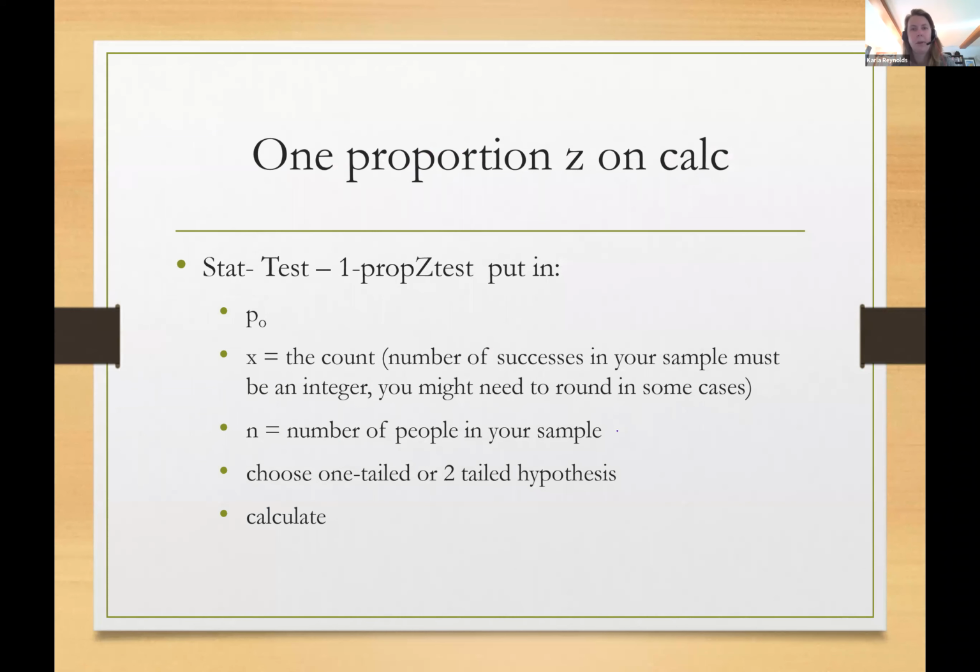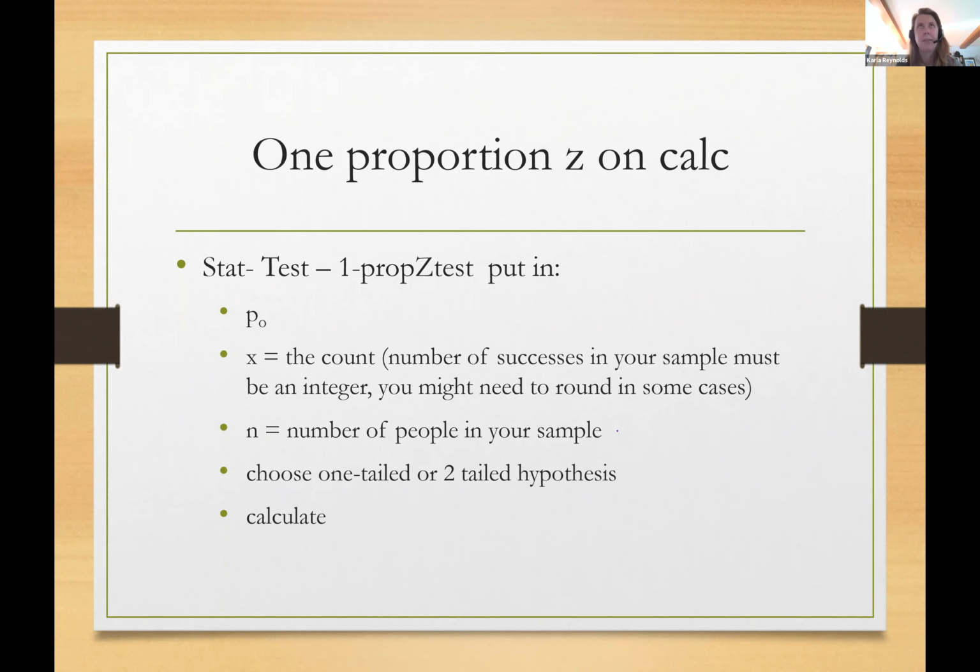All right, so in the calculator, you're going to need a few things to be able to put in to make it run the analysis. You're going to have your hypothesized value, your null hypothesis proportion value, then your X value, that's the number of successes count. This can't be a decimal. So remember, it has to be an integer.